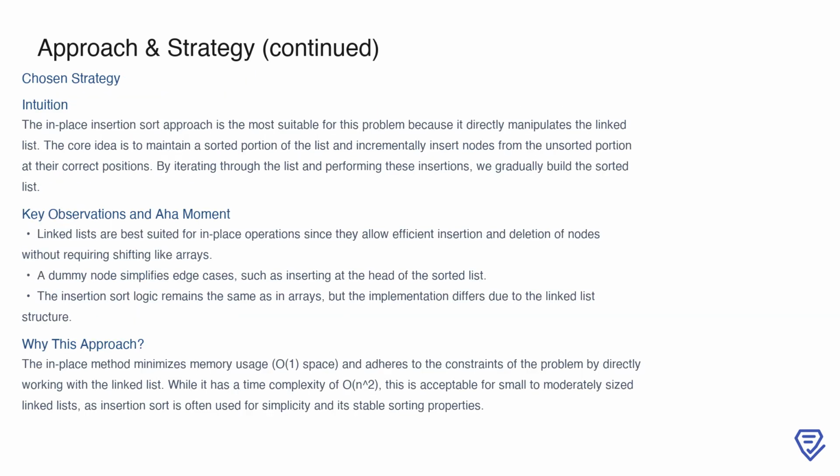The in-place insertion sort strategy is the most appropriate for solving this problem. The intuition behind it is simple yet powerful. We maintain a progressively sorted portion of the list and insert nodes from the unsorted portion one by one into their correct positions within the sorted section. Using a dummy node at the start of the list simplifies edge cases, such as inserting at the head of the sorted list. This dummy node acts as an anchor, ensuring that the algorithm handles all nodes uniformly.